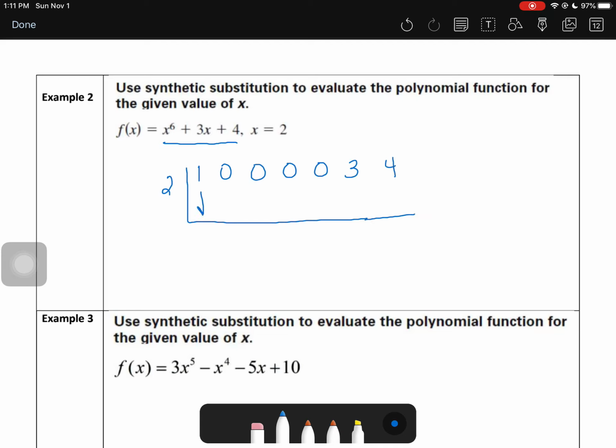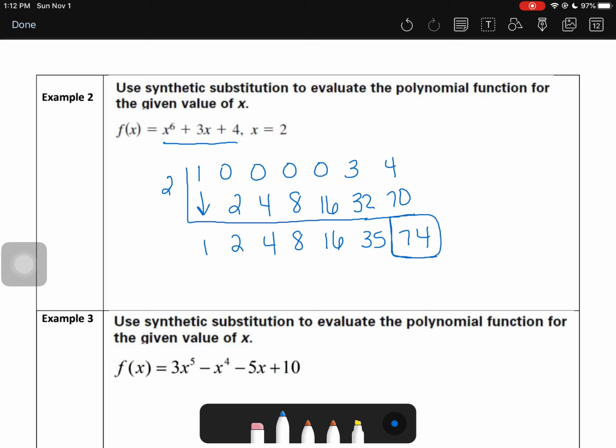So we're going to bring down our leading coefficient, which is 1, and we multiply. Then we add. We multiply 2 times 2 to get 4, and we add. We multiply 2 times 4 to get 8, and we add. We multiply 2 times 8 to get 16, and we add. We multiply 2 times 16 to get 32, and we add. We multiply 2 times 35 to get 70, and we add, and we would get the exact same answer of 74 if we were to use our calculator and plug that number in for x.